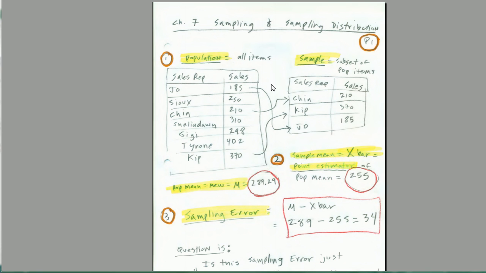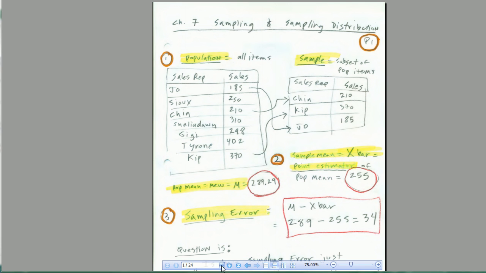Chapter 7, we've got to talk about sampling. And then one of the more amazing things, the sampling distribution, which will be a distribution of all of our Xbars and Pbars too. And we're going to learn about the central limit theorem, which will come from some things we learn when we create a sampling distribution.